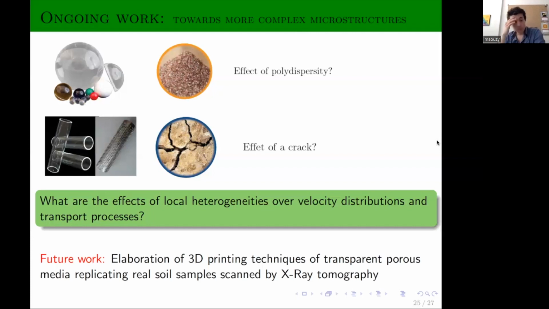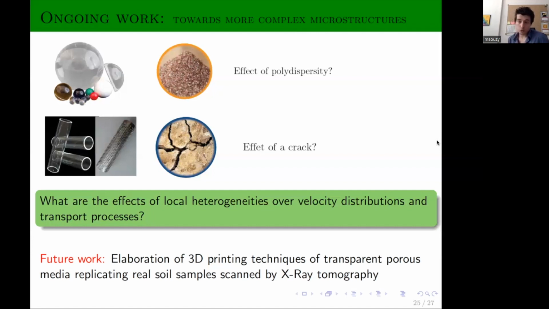And on a future perspective, following the same idea of going toward more complex microstructure, we have the idea of investigating and elaborating 3D printing techniques of transparent porous media. Here the idea is that you would take a soil sample, scan it by X-ray tomography, and from the knowledge of its microstructure, 3D print it in a transparent media. Once you manage to have such 3D prints, you could use them to perform all these kinds of direct visualization techniques to characterize the flow kinematics in such a system.